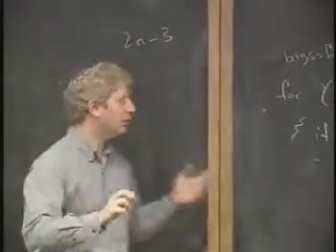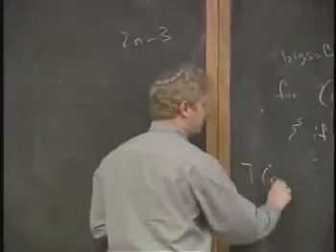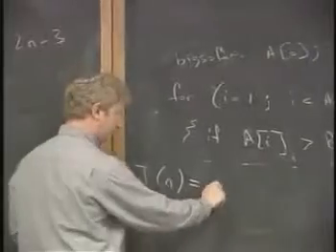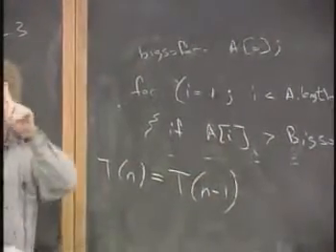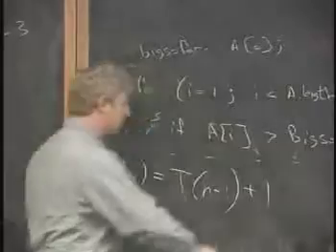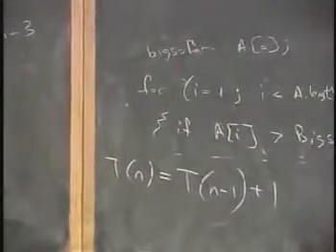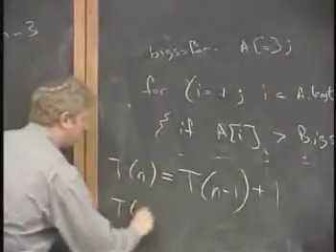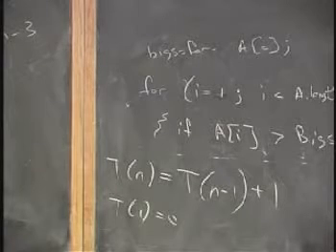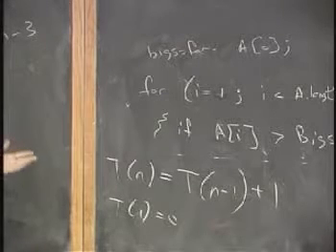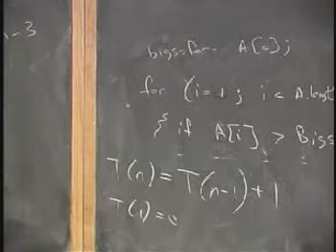Everyone agree? What would the recurrence equation look like? T of n is the same problem with one less, plus one comparison at the end. If you solve this recurrence equation, and t of 1 equals 0, because if there's one element, you just return it, then you get the same old n minus 1.